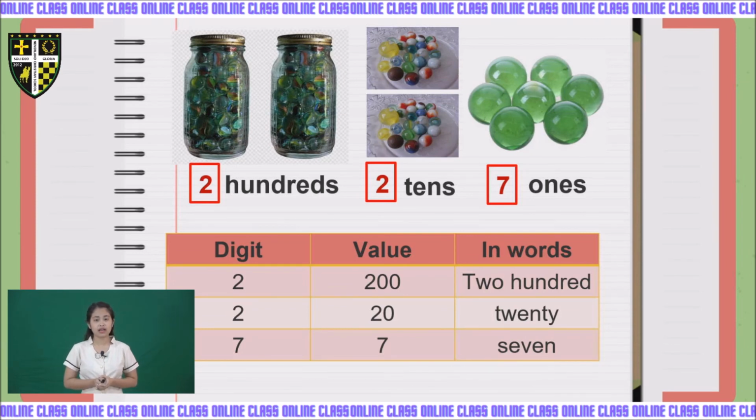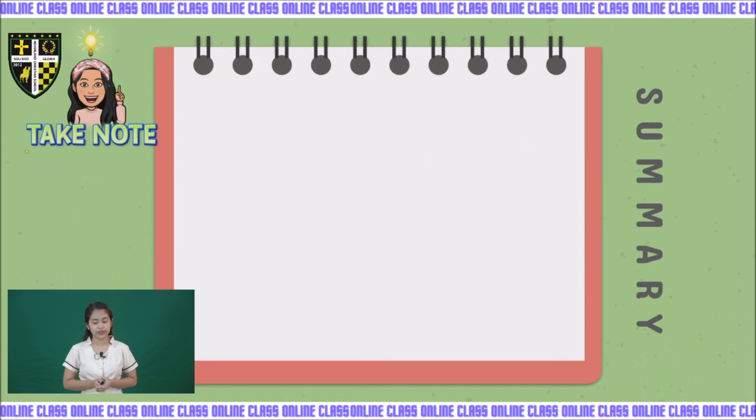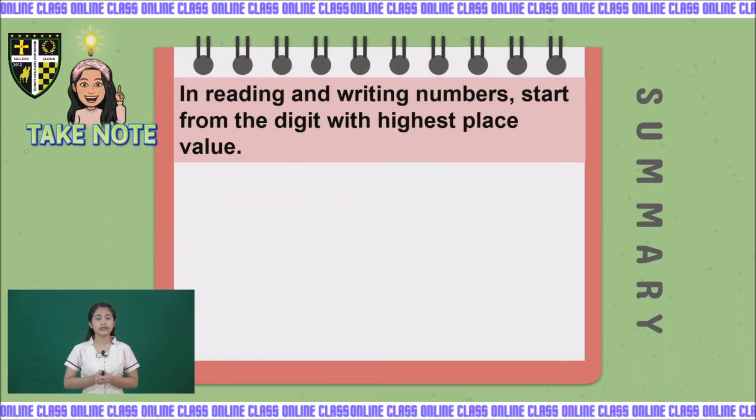So now, let us have a summary. So in reading and writing numbers class, start from the digit with the highest place value. Again, in reading and writing numbers, start from the digit with highest place value. And you will count from 1,000 to 100 to tens and to ones.